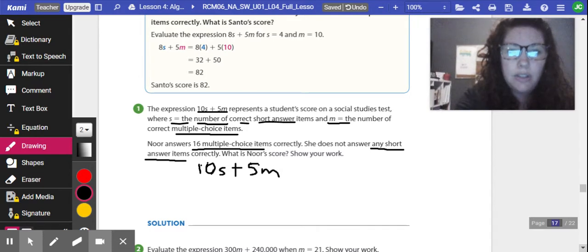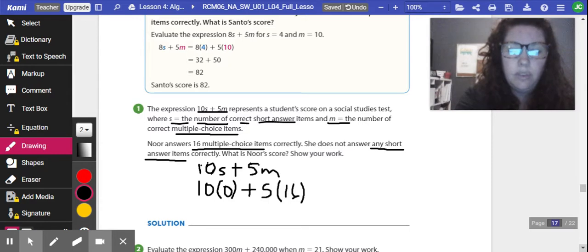So s is the short answer, and she does not answer any short answer items correctly. So for this one, it'd be 10, and I'm going to put this in parentheses, 0, because remember, parentheses means that we multiply here in algebraic expressions. So this 0 represents s, and she did not get any of those correct, so she gets 0. And then I'm going to put plus here, and then 5, and in parentheses, I'm going to put how many she got correct for multiple choice, which is 16. Okay, so now I can go ahead and solve.